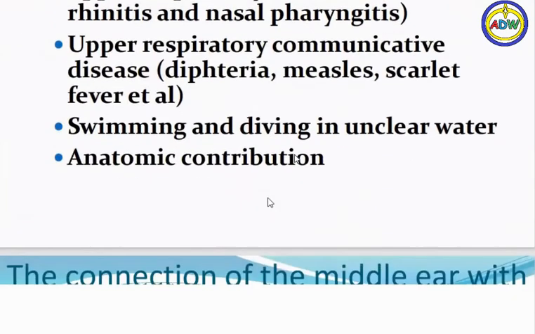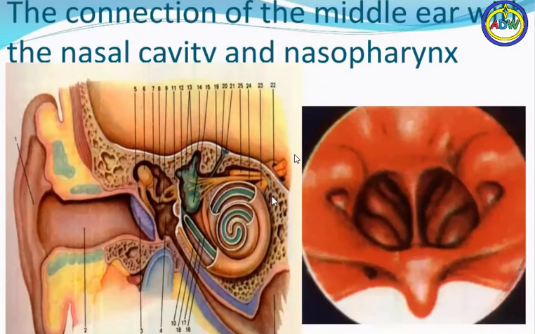Okay, this is the connection of the middle ear with the nasal cavity and nasopharynx. This is one of the structures of the middle ear, the tympanic cavity. It's the visible part. This is the otic. And posteriorly, the attic, which communicates with the antrum and mastoid air cells.